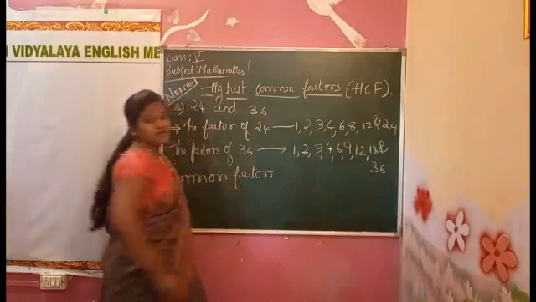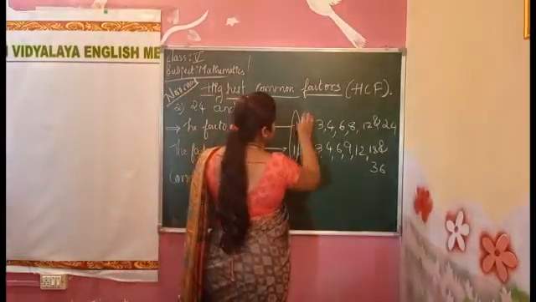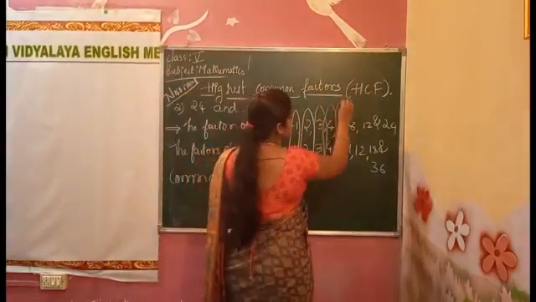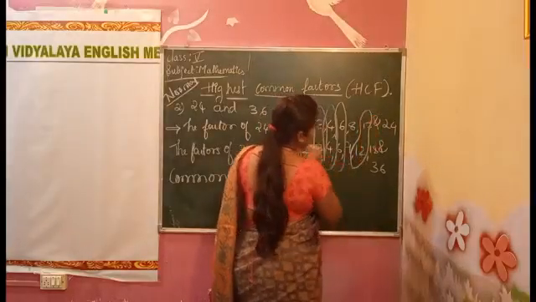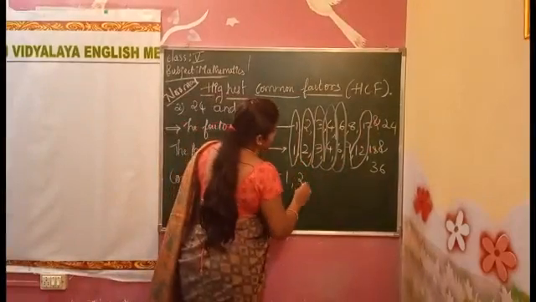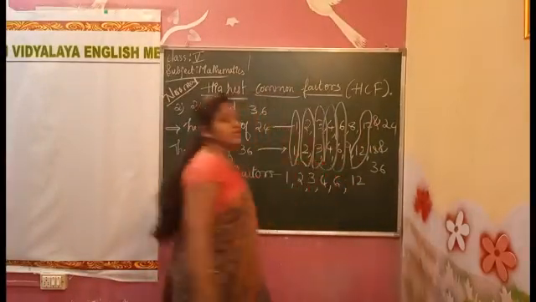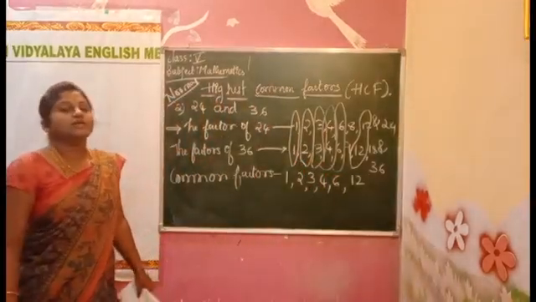Common factors. Which are the common factors here? 1 is a common factor, 2 is a common factor, 3, 4, 6, and next, 12 is a common factor. Okay, so I am writing it here now: 1, 2, 3, 4, 6, 12. These are the common factors we got. In both numbers we have all these numbers.